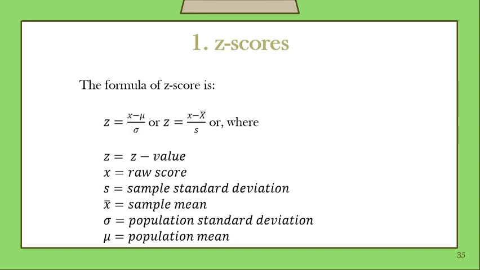So, the formula of Z-score is Z is equal to the raw score minus the mu or the population mean, all over the population standard deviation. Or another way, kasi diba sa isa is population, dito naman kapag sample mean lang yung binigay, pwede natin gamitin ang formula na raw score minus the sample mean all over sample standard deviation.